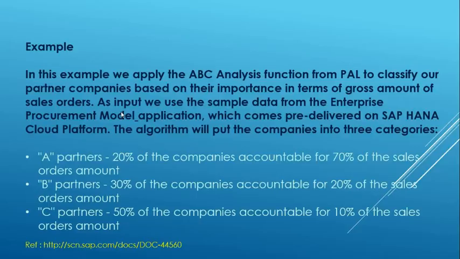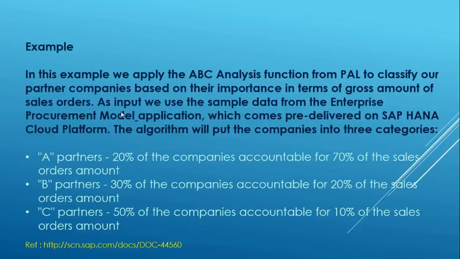Basically, type A partners, with 20% of companies accountable for 70% of the sales order amount. Type B partners, where 30% of the companies are accountable for 20% of the sales order amount. Type C partners, where 50% of the companies are accountable for 10% of the sales order amount.